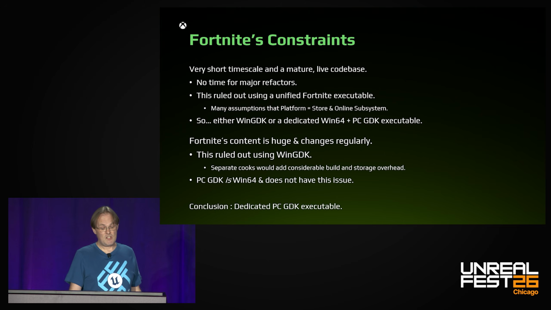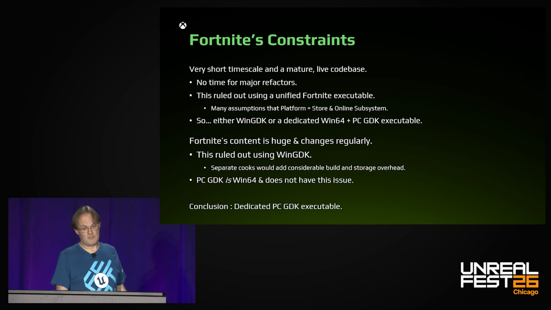Fortnite's content is huge and changes regularly, and this was the other constraint. So that ruled out using Win GDK. Having two separate cooks would add considerable build and storage overhead, whereas PC GDK is Win64, so it doesn't have this issue. So the conclusion was to use a dedicated PC GDK executable.